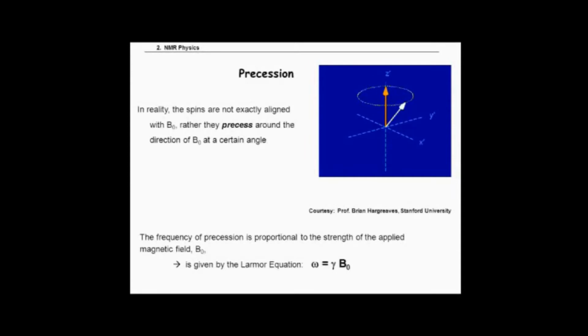And it turns out that we can derive an expression which gives us the frequency of precession. Again, the frequency at which they're rotating around is directly equal to the applied magnetic field strength, again multiplied by this constant, which is a particular number for particular nuclei. And this is called the Larmor equation. So the spins are precessing at the Larmor frequency.